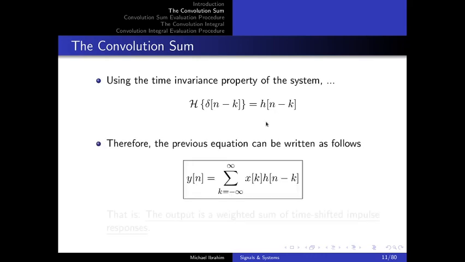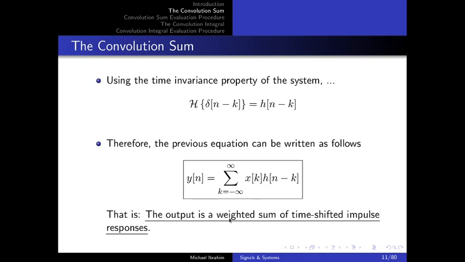So applying a shifted impulse to the system will give us a shifted impulse response. Now the summation would be the summation of x of k times h of n minus k, going from minus infinity to plus infinity. And this is actually the convolution sum. Here the output is a weighted sum of time shifted impulse responses. So we have h of n, then it's shifted in time, h of n minus k, and then it's multiplied by a weight or a constant x of k, because it's constant with respect to time. This definition is the convolution sum. And let me try to do this derivation one more time in a simpler notation.